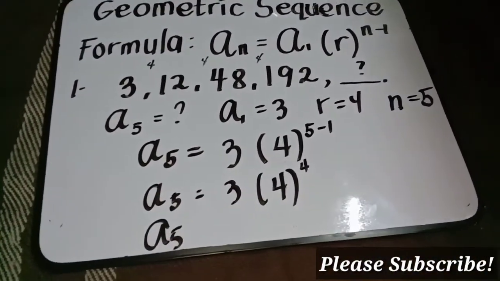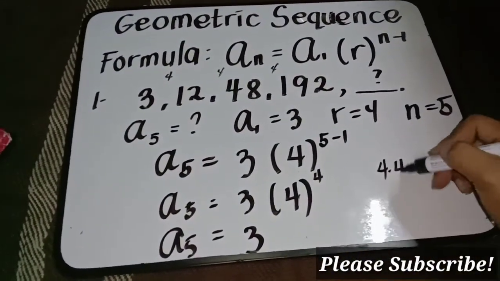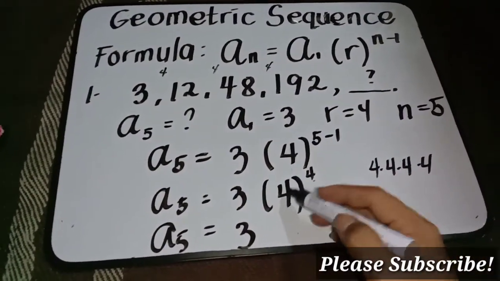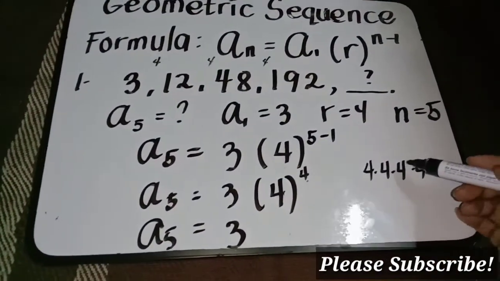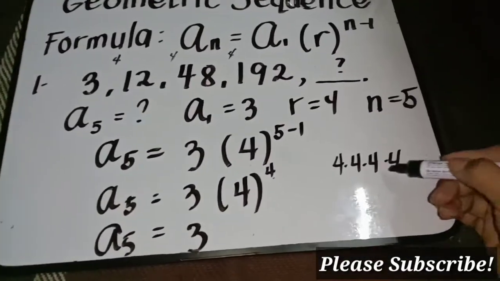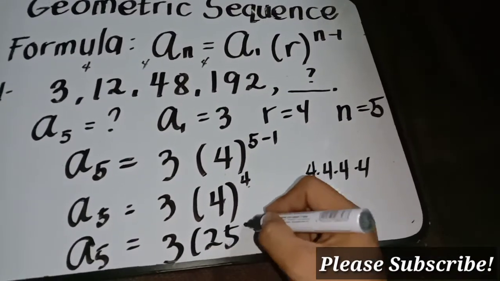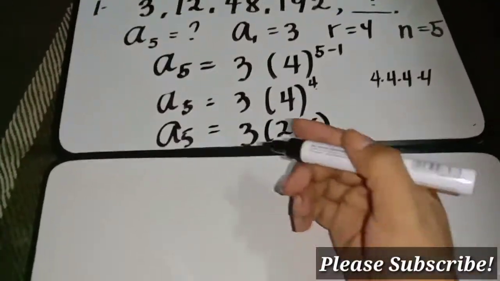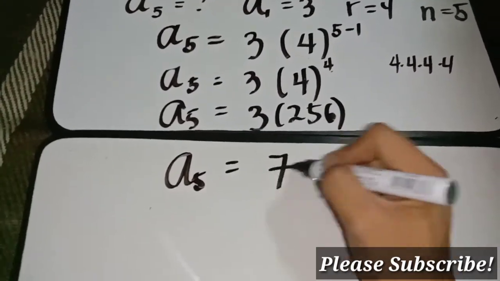So a sub 5 is equal to 3 times 4 raised to 4. So meron tayong 4 na 4. Kasi 4 yung exponent. So multiply natin yung 4 sa 4 pa. So 4 times 4, 16. Times 4 is 64, and then 64 times 4 is 256. Okay, so now simplify. So a sub 5 is equal to 3 times 256 is 768.